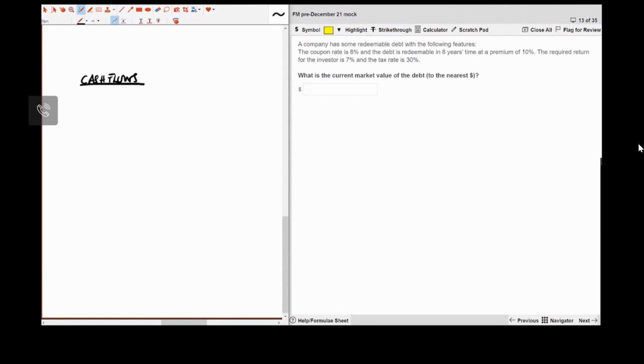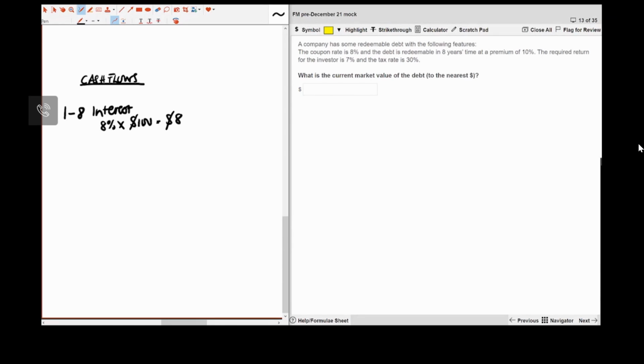We will then need to find the present value of those cash flows by using the discount tables to find the discount factors and the annuity factors. So the first cash flow to note down is the interest receivable. That will be 8% on a $100 loan note. And they're redeemable in 8 years' time, so we're receiving that from years 1 to 8.